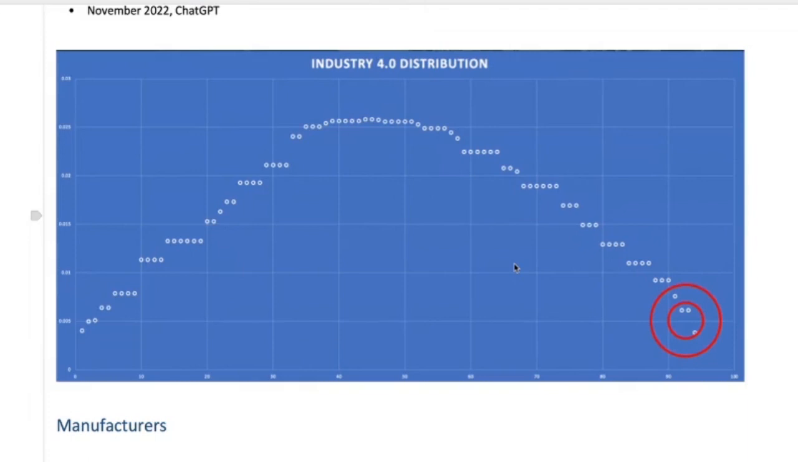If you look at this distribution, those of you who do statistical analysis will notice the 2 standard deviations below the mean. That is, all the manufacturers who are below average digital maturity are moving further and further away, in the wrong direction, from those who are most digitally mature.